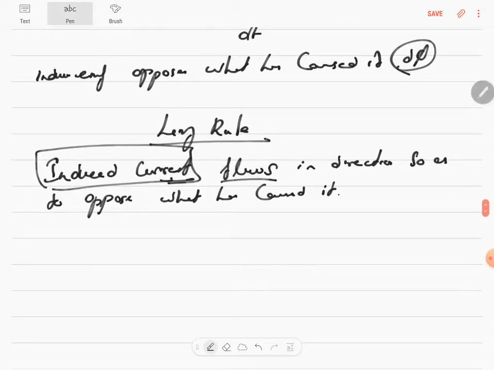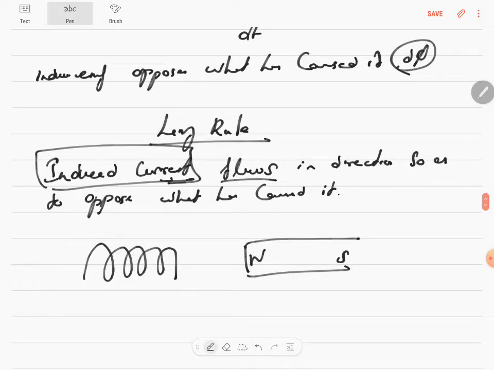Let's understand this better. Let's take a coil here. Let's move the north pole of a bar magnet towards the coil. When I'm moving the bar magnet towards the coil, the magnetic field lines are always from north to south. It comes out like that. So the magnetic field, the delta phi, will increase in this direction.